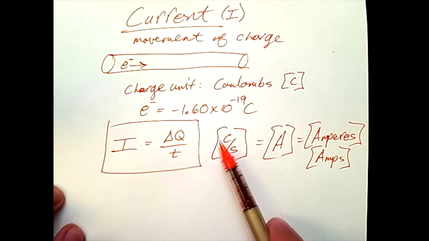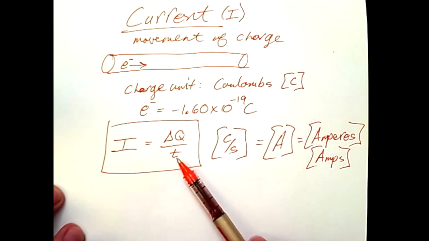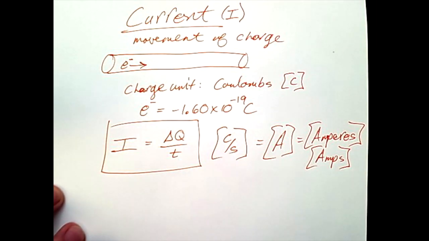As long as your units are in coulombs and seconds, this is standard SI basis, and then calculating current is relatively straightforward. We'll be utilizing that current in a formula called Ohm's law later when we analyze electricity a little bit more.